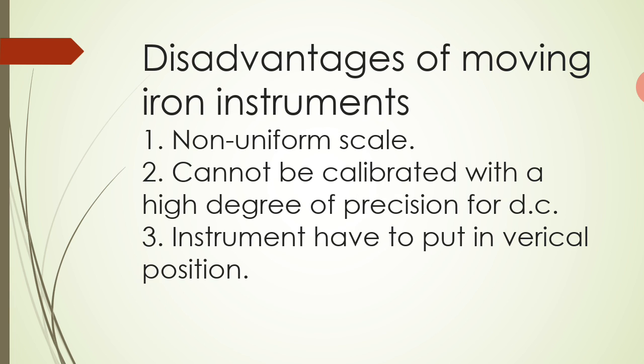Now disadvantages of moving iron instrument. First, they have a non-uniform scale. Second, they cannot be calibrated with a high degree of precision for DC due to the effect of hysteresis in the iron vanes. Third, the instrument has to be put in a vertical position.